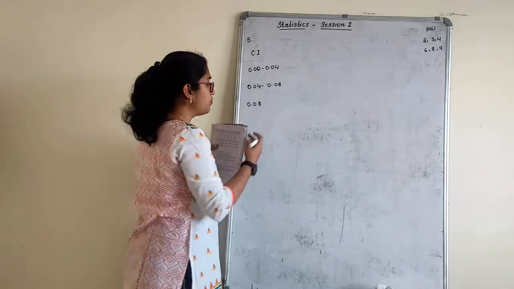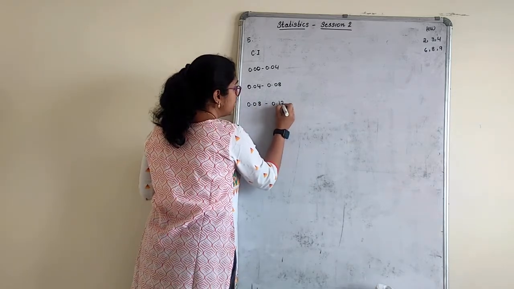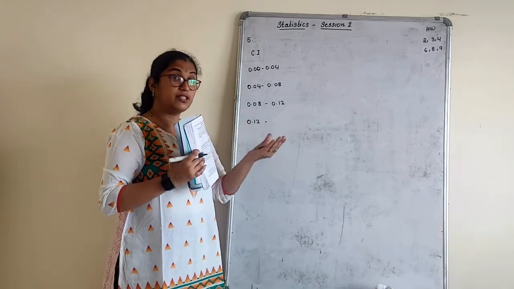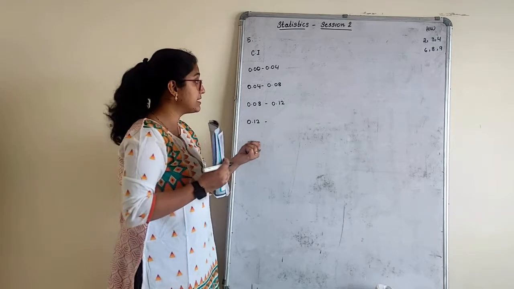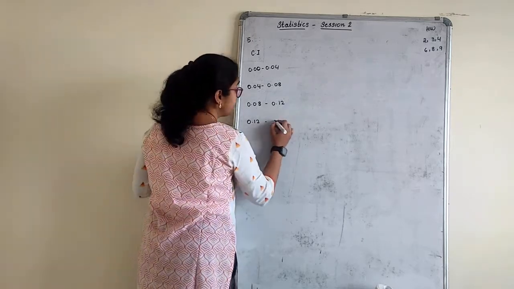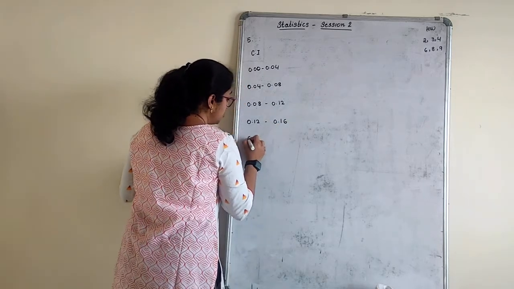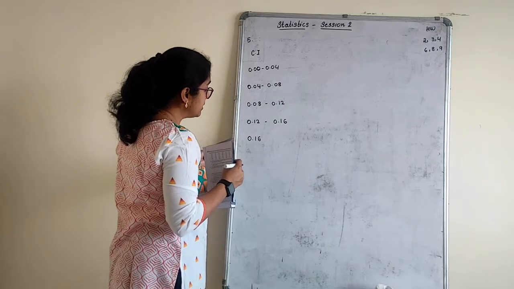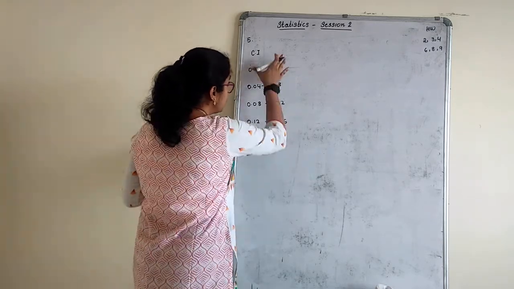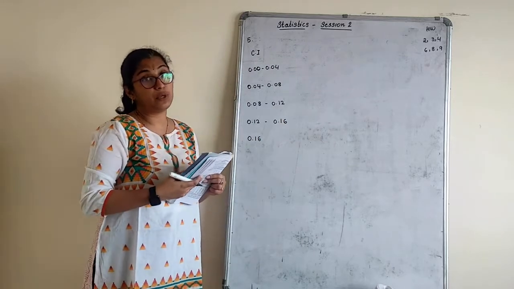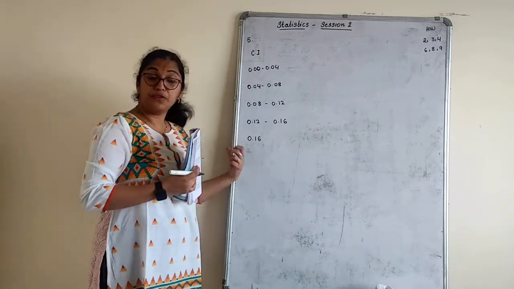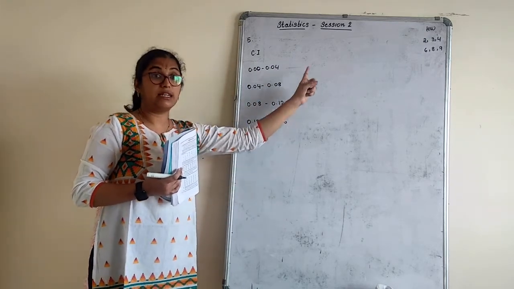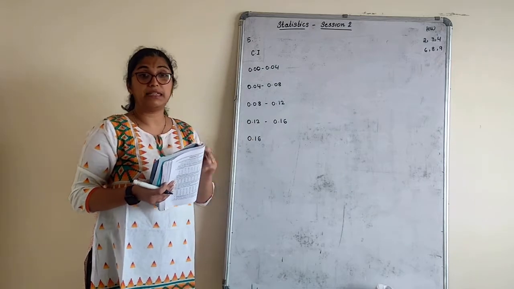Easy to understand now? So this is 0.12. 0.12, it is 12, 13, 14, 15, 16. Now did you understand how to count it? 0.16, so 0.16, 16, 17, 18, 19, 20, 21. So this is how you have to frame the frequency distribution table. So let's frame the frequency distribution table first, then write the tally across it and then count how many times each is occurring, the frequencies.